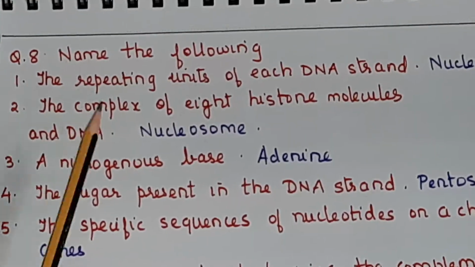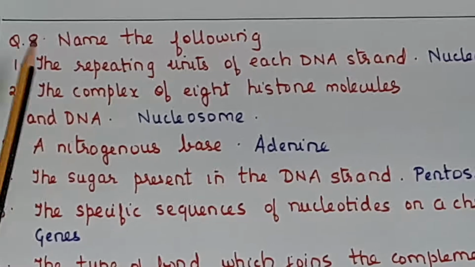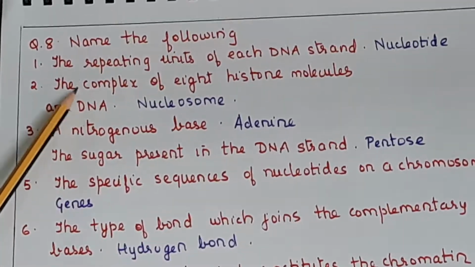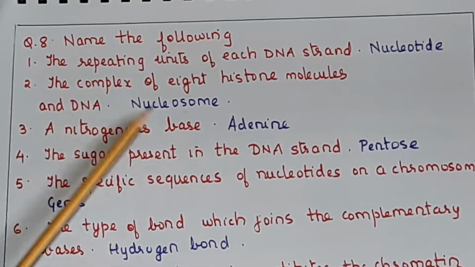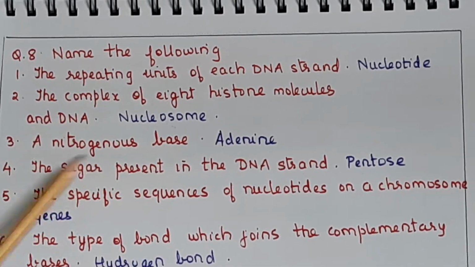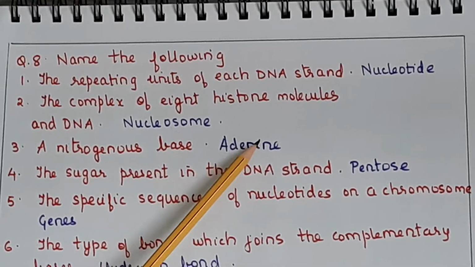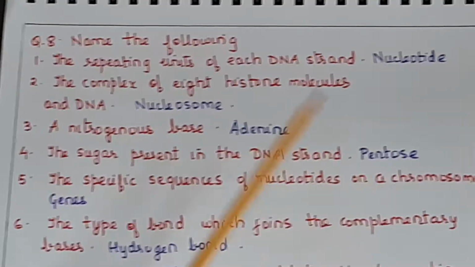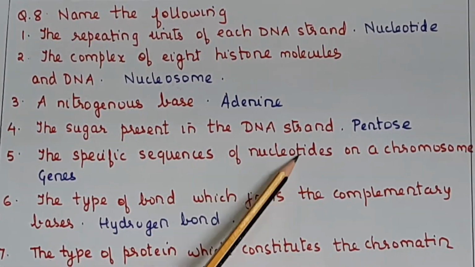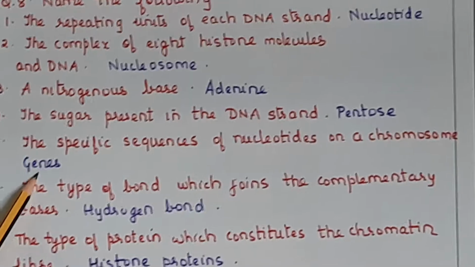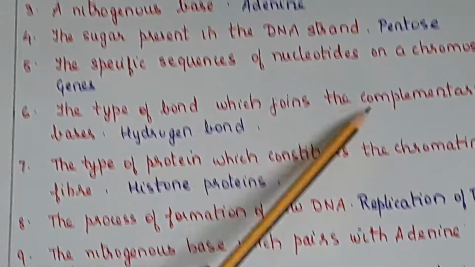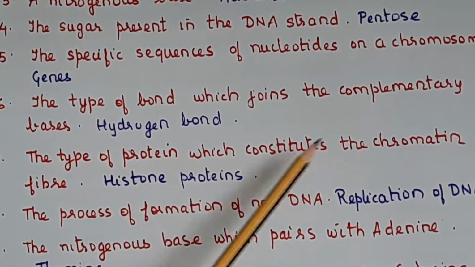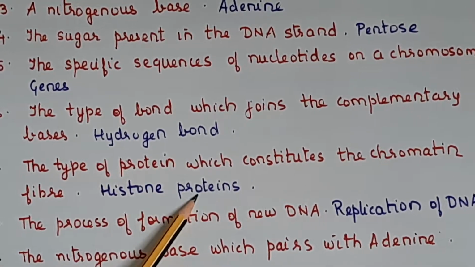Now this is related to the first part which we have done today. Repeating units of each DNA strand, nucleotide. Complex of 8 histone molecules and DNA, nucleosome. A nitrogenous base, adenine. You can write any one of the 4. Sugar present in the DNA strand, pentose. The specific sequences of nucleotides on a chromosome, genes. Type of bond which joins the complementary bases, hydrogen bond. Type of protein which constitutes chromatin fiber, histone protein.